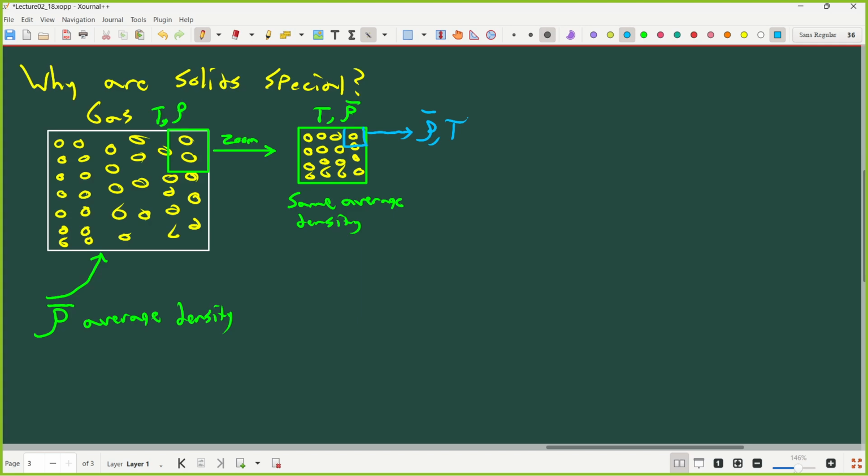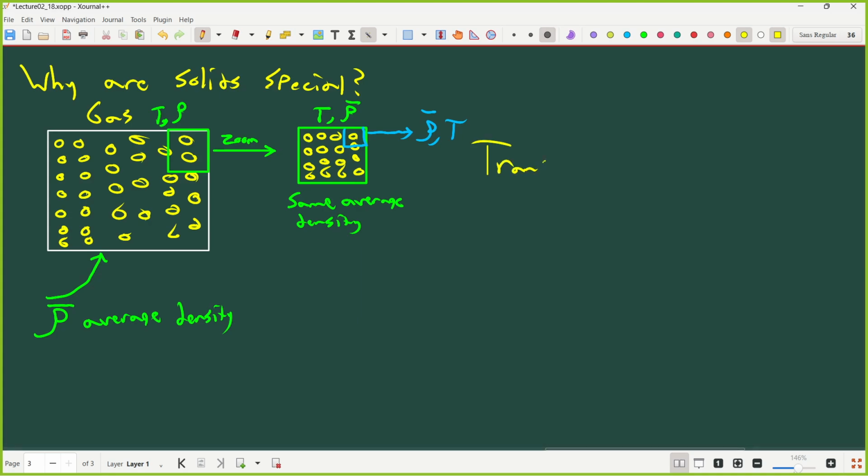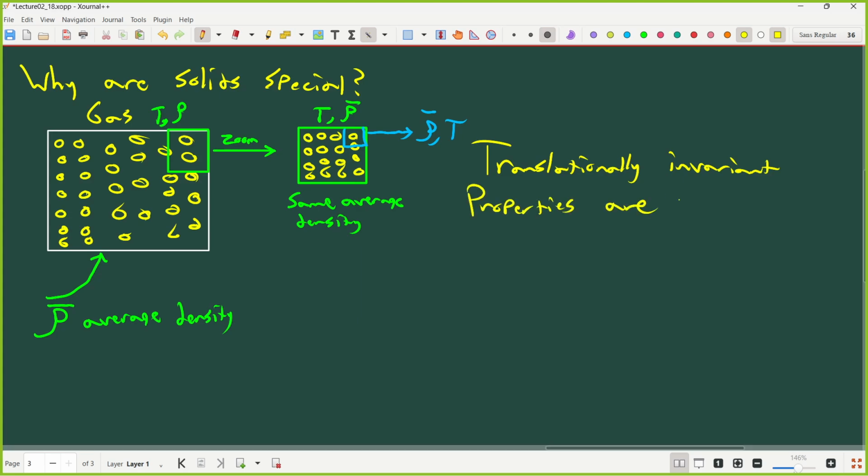So what this means is that the system is what we call translationally invariant. What that means is that I can take this box and move it here, I can move it here, I can move it here, and I get the same result. So this system is translationally invariant, which means that the properties are independent of position. All right? Simple as that.